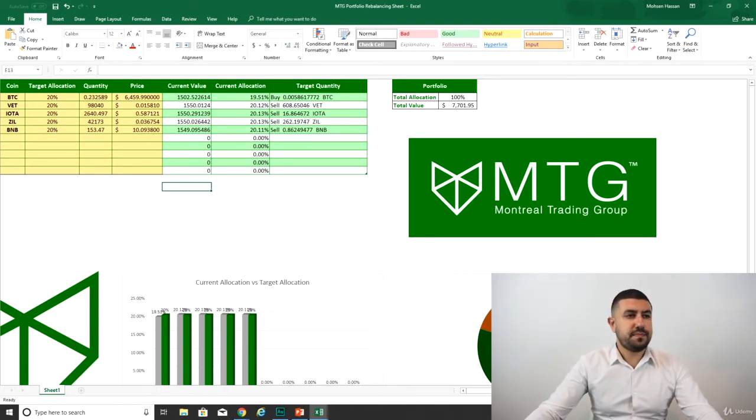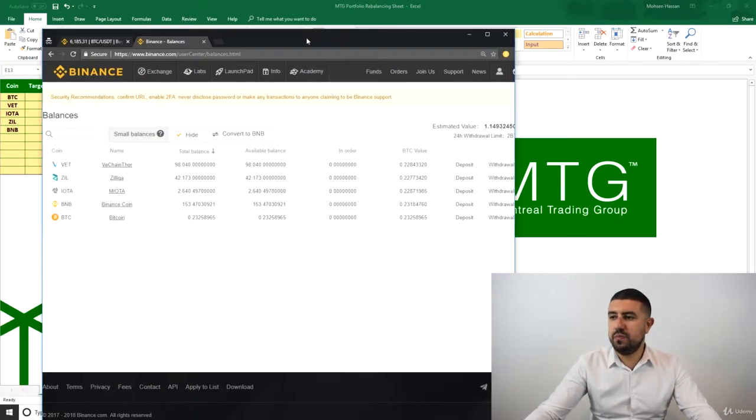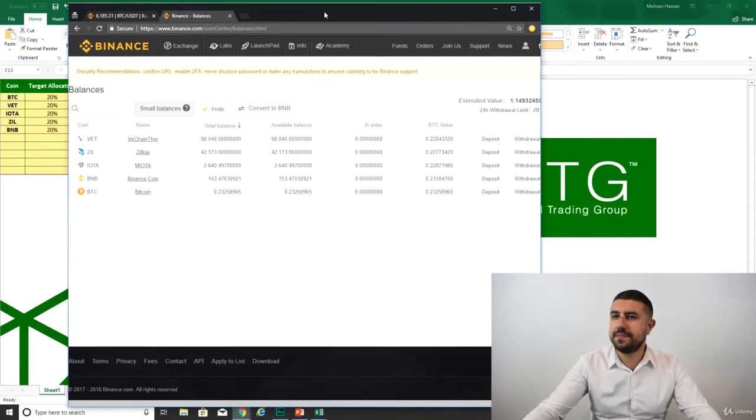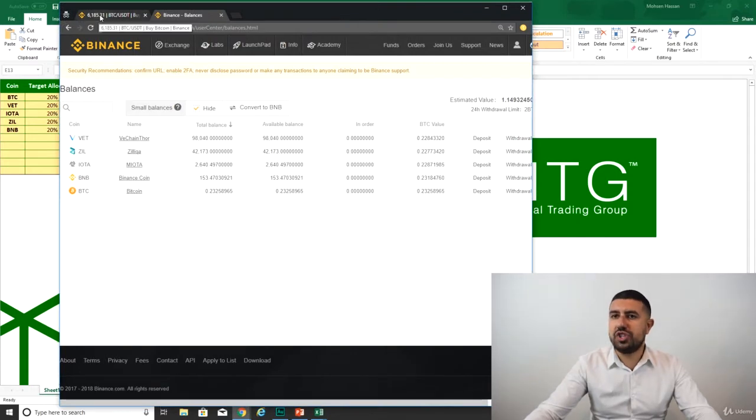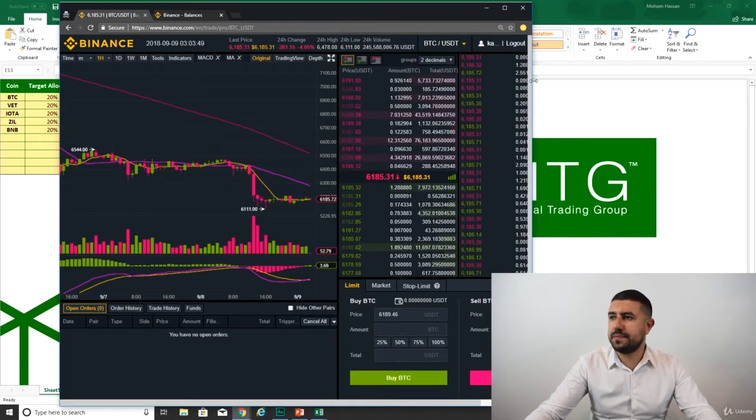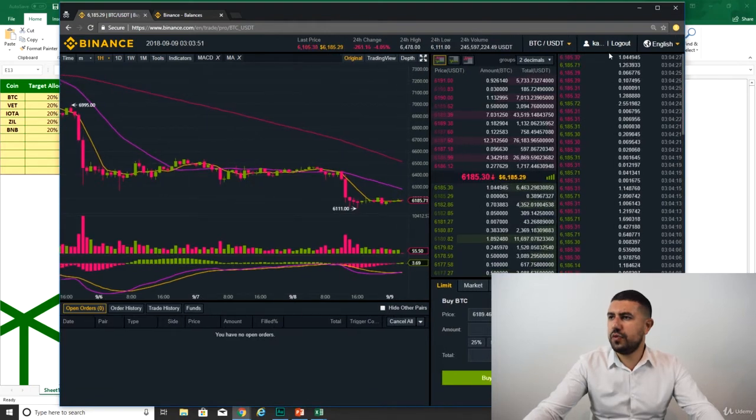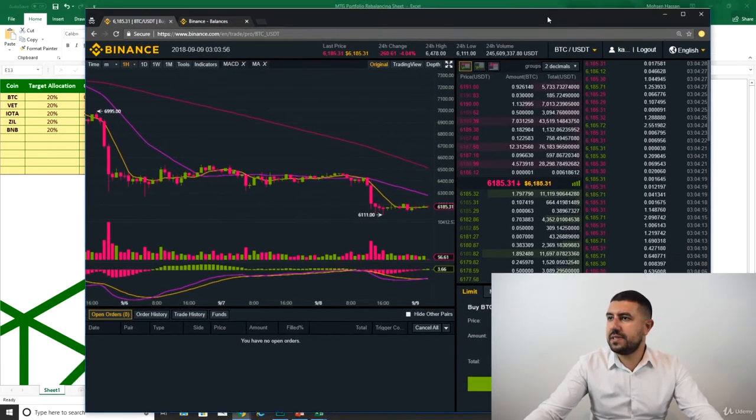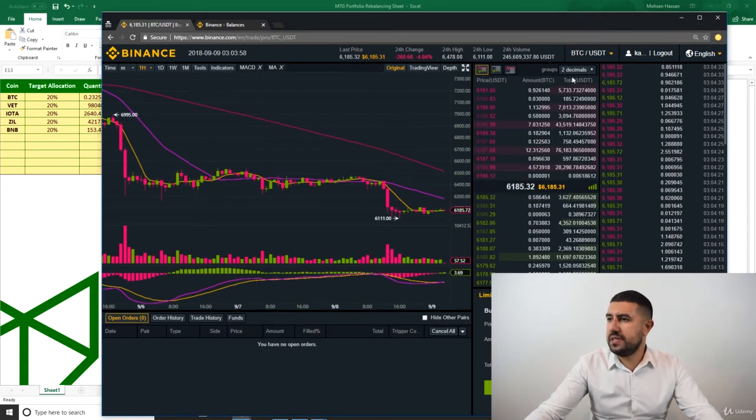Now, let's take a look at the new prices to see how our portfolio is allocated now, considering this fluctuation in the market. So what do we do? We go on Binance, okay, and we check the prices. First things first, let's check Bitcoin USD. So what is the price of Bitcoin USD? Well, let's take a look at the last price.